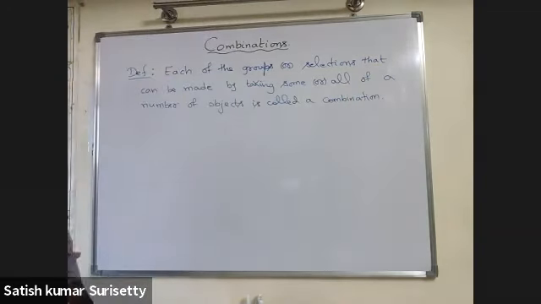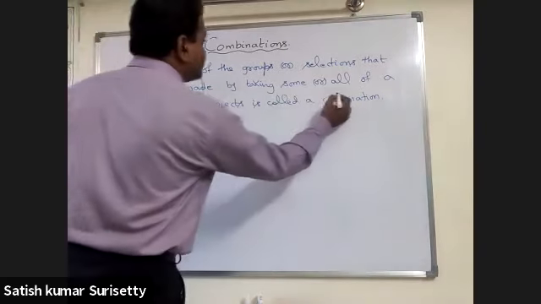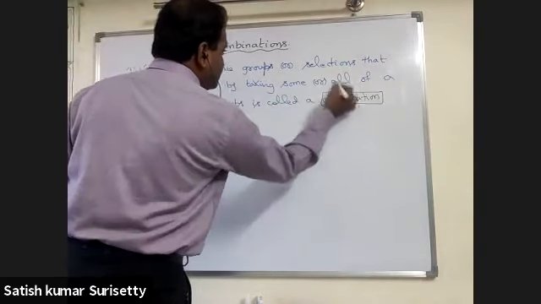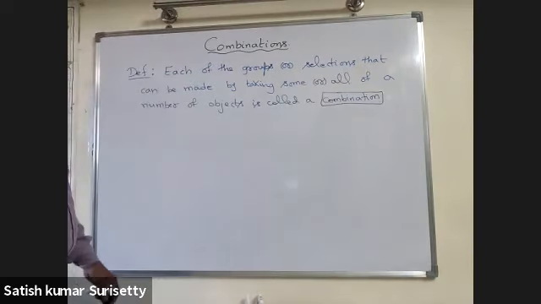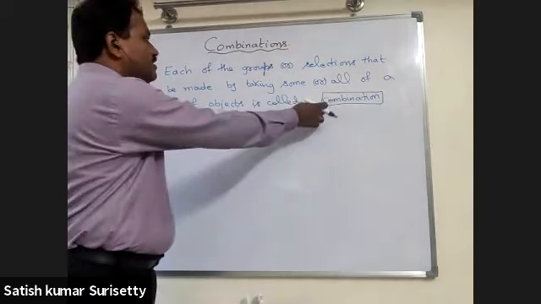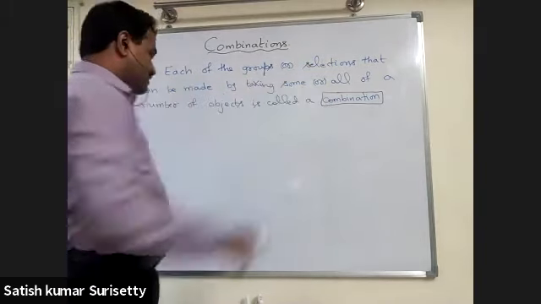Each of the groups are selections that can be made by taking some or all of a number of objects is called a combination. Before we have discussed permutation. Permutation means arrangement, whereas combination means either grouping or selection.